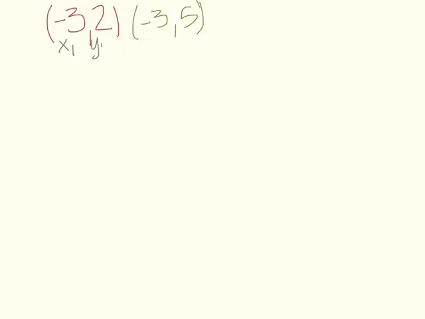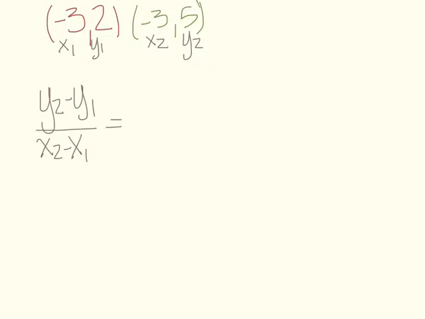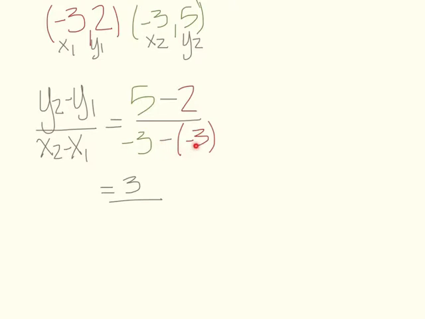We have our x1, y1 here, our x2, y2 here. So we'll start with our formula, y2 minus y1 over x2 minus x1. 5 minus 2 is 3. And negative 3, remember this would become a plus. Negative times a negative is a positive. So negative 3 plus 3 is 0. So our slope is 3 over 0.